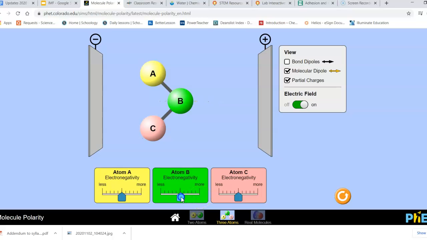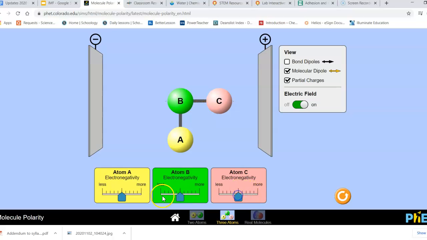Another example that I can do is I can make either A or C with higher electronegativity. If I make it higher electronegativity, it's going to have a slightly negative charge. This region is going to be partially positive.